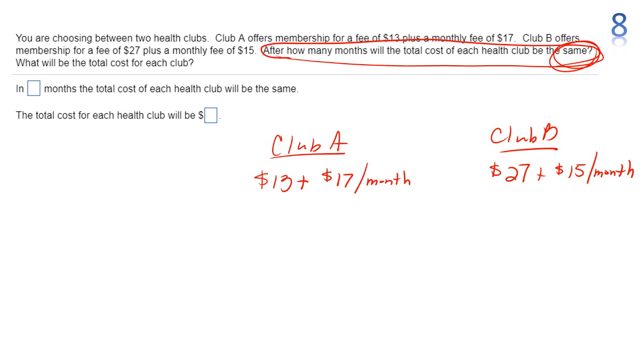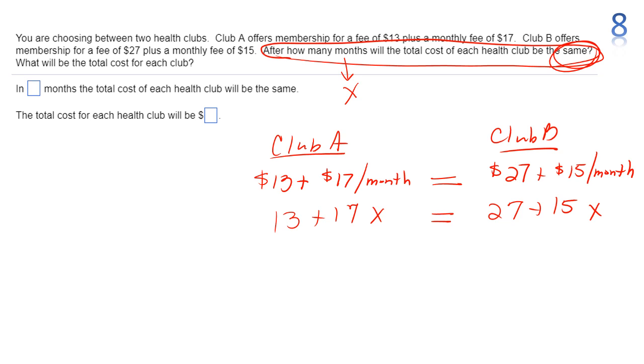All right, if they're the same, then they're equal. And we want to know how many months. So the months will be the x. If we translate this into algebra, that would be 13 plus 17x, remember the month is the x, equals 27 plus 15x.